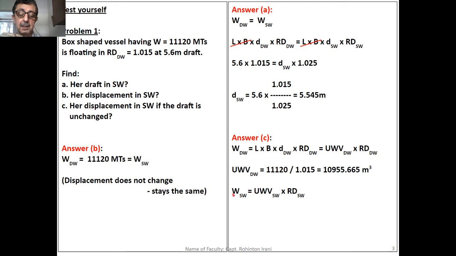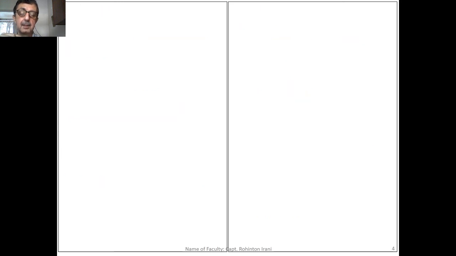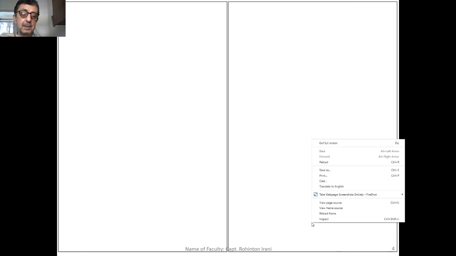We know that the displacement is equal to underwater volume into relative density. Hence, displacement in salt water is equal to underwater volume in salt water multiplied by the relative density of salt water. Substituting the values, we have 10955.665 into 1.025, which gives us the displacement in salt water to be 11229.6 metric tons.